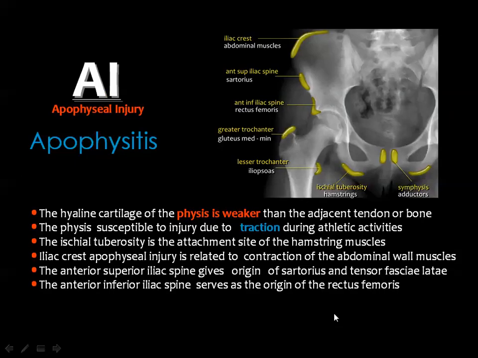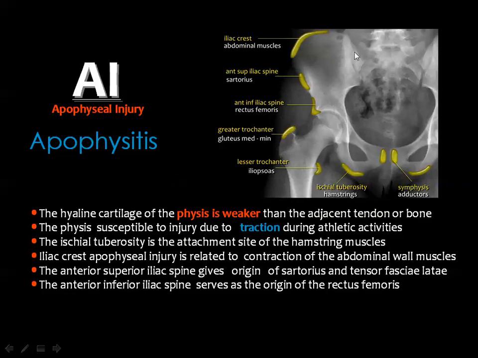Then, what about apophyseal injuries? You know that the physis, which is present between the epiphysis and the metaphysis, is weaker than the adjacent tendon or bone. Then repeated microtrauma or traction applied to the muscles related to a certain physis will result in this injury, which is considered a Salter-Harris type 1 injury.